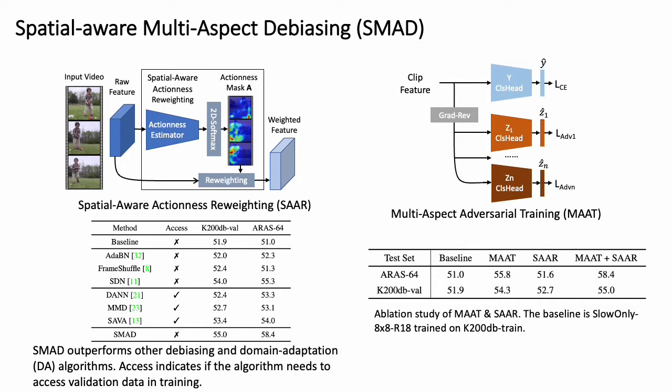The module predicts an actionness score for each single pixel and reweights the feature map with predicted scores. The SAAR module helps the model to focus on the action performers and suppress irrelevant backgrounds. SMAD outperforms other debiasing or domain adaptation algorithms, while it requires no access to the validation data distribution.